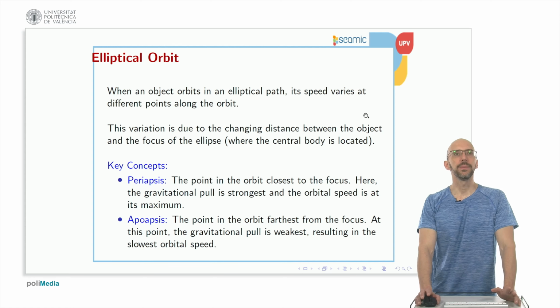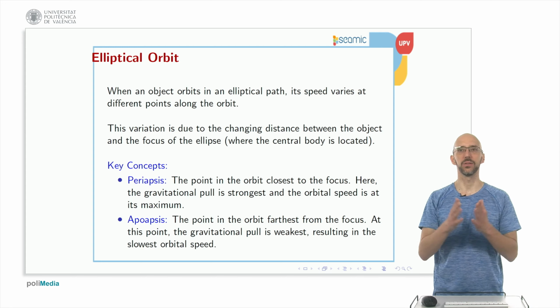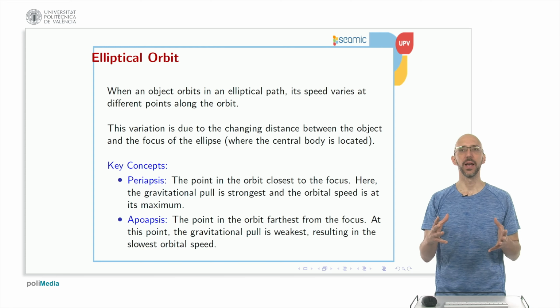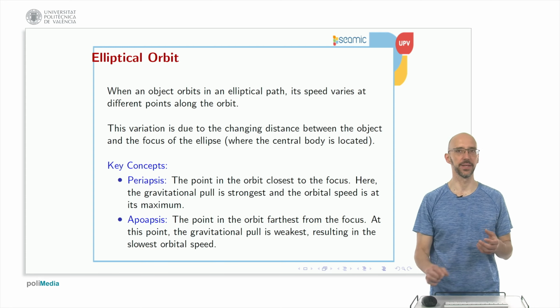Okay, so elliptical orbit. What is an elliptical orbit? It's when we are orbiting around a main body, but the orbit is not circular. It has the shape of an ellipse.